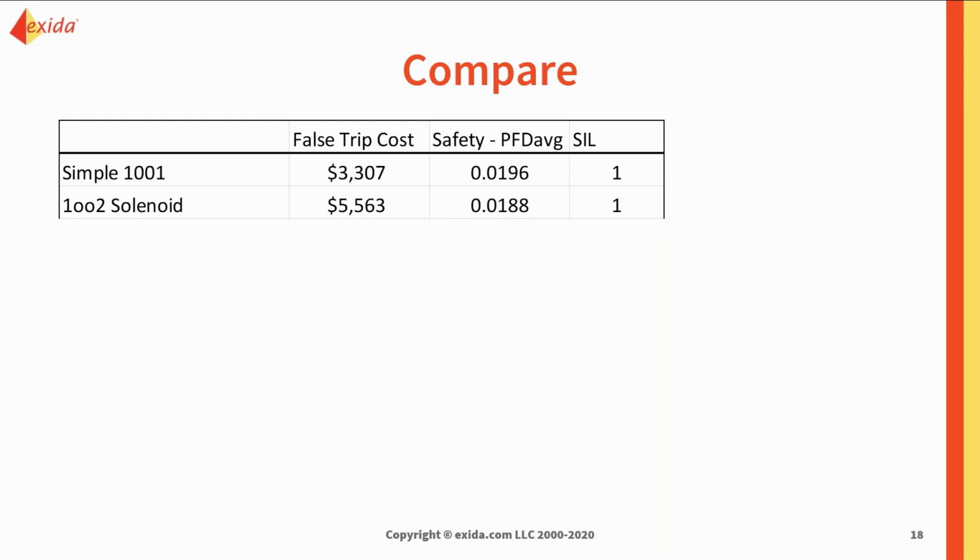Let's compare them all on one spreadsheet now. So first of all, we have our simple 1 out of 1 design compared to our 1 out of 2 solenoid, the second design that we looked at. If we compare, let's do safety first because that's what everybody cares about the most. Safety, we went from 0.196 to 0.188. Okay, that helped a little bit, not much, and you can tell it's not much because they both still stayed in that SIL 1 range. So it does impact safety, it does improve it, it does help the design, but slightly.